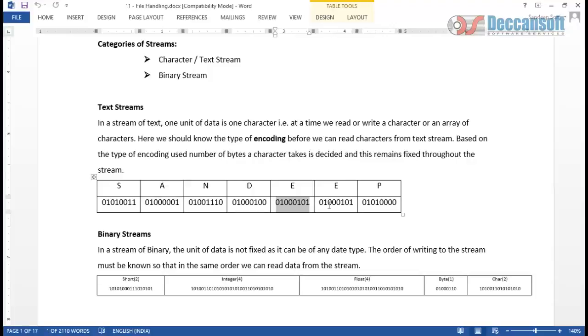Remember, a stream by itself does not have any kind of separator. It is we who at the time of reading will have to read the first 8 bits and treat that as a character. Then continuously read the next 8 bits and treat that as a character. Then read the next 8 bits and one more character. That means this whole thing will be consecutive, one after the other.